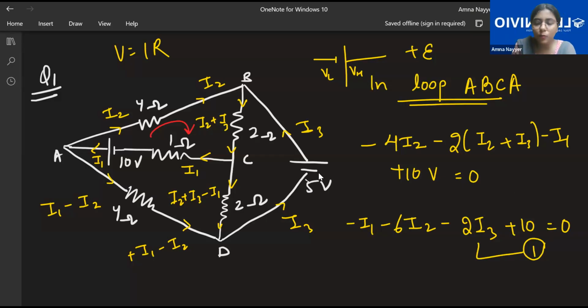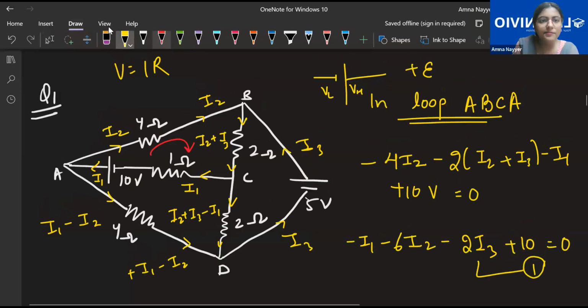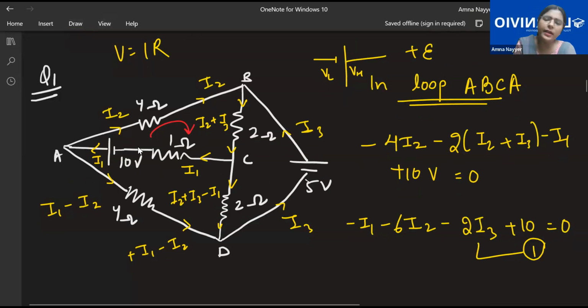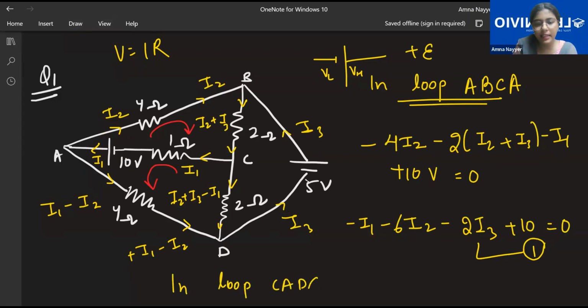Let's come to another loop. Now see, pay attention here class. Let's say in this loop, now I'm reversing my direction. I'm taking anti-clockwise. Anti-clockwise will be C, A, D, C, like this, right? This is anti-clockwise, opposite direction. So I've taken in loop C, A, D, C, this loop.